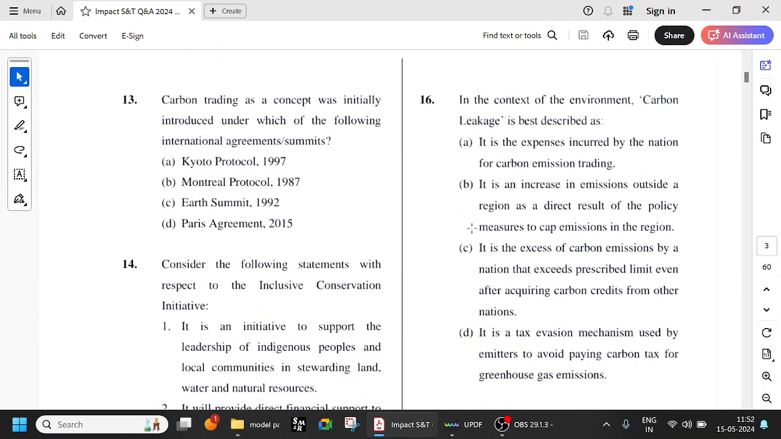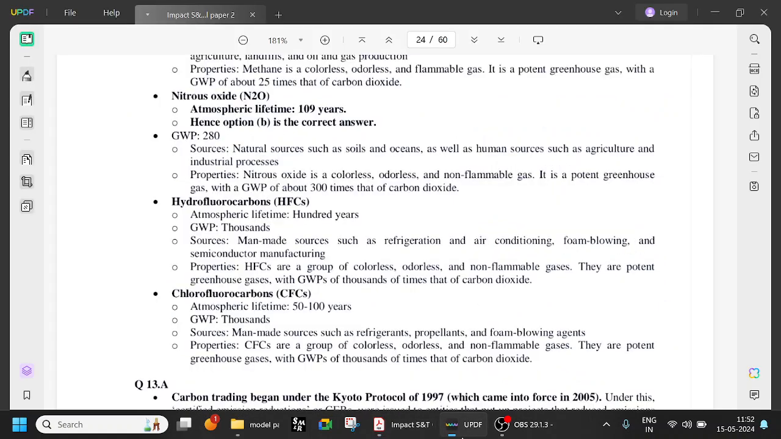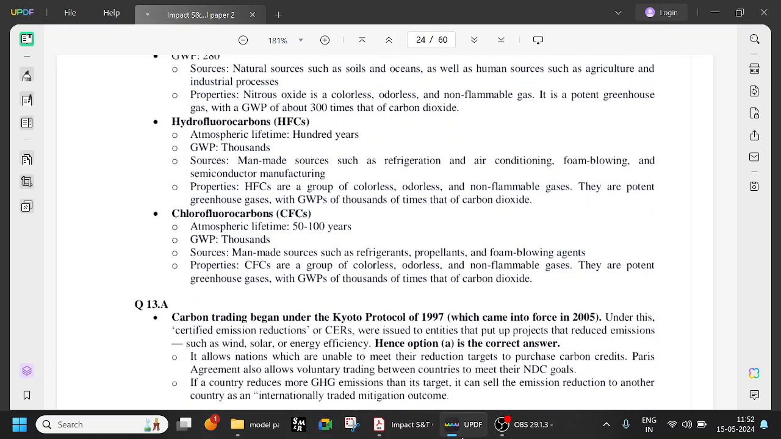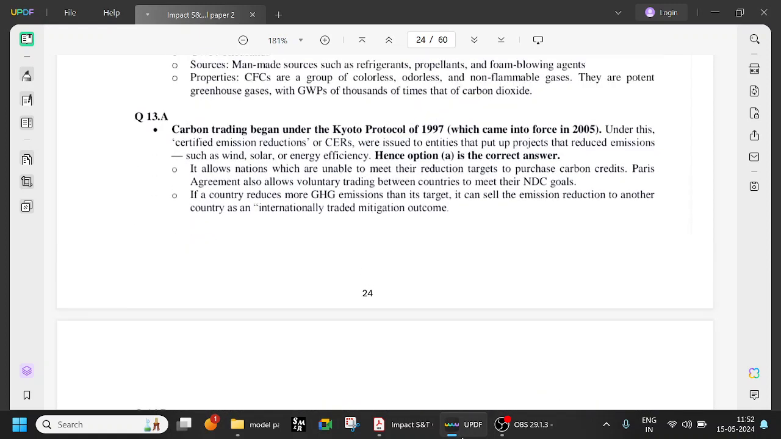Carbon trading as a concept was initially introduced under which of the following international agreements or summits? So this is a very important question. Carbon trading began under the Kyoto Protocol, 1997, which came into force in 2005. We are talking about greenhouse gases, right? The Montreal Protocol is about ozone layer depletion. The Kyoto Protocol is about carbon trading. So you have to remember all these things.